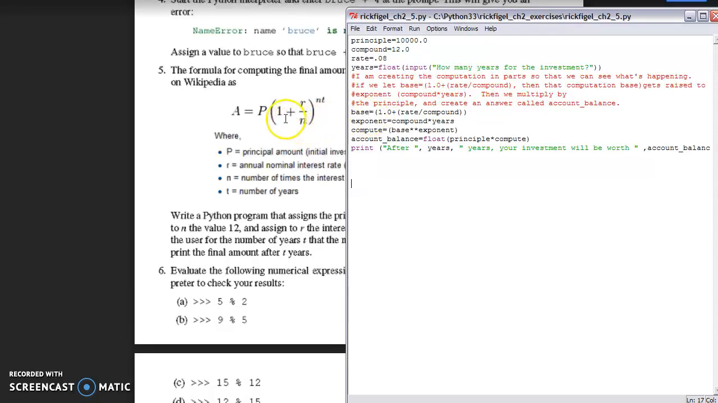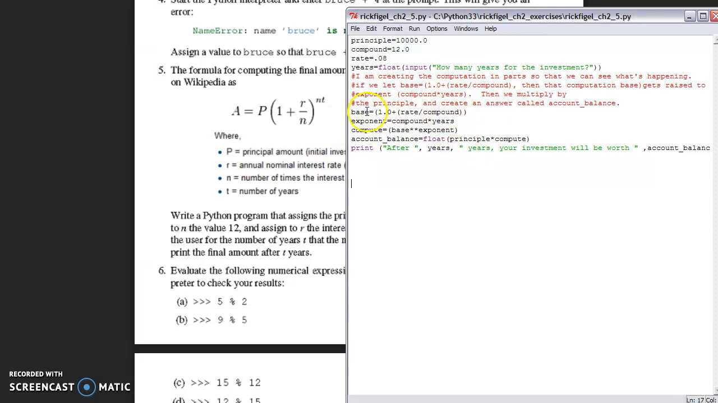In other words, looking back out here, this is our base that has to be computed first because it's in parentheses. Then after that, we have to raise it to this exponent, and the exponent is the product of n and t, the number of times compounded times the number of years. And then after that, finally, we can multiply that by our principal balance to get our account balance. Let's see what that looks like.